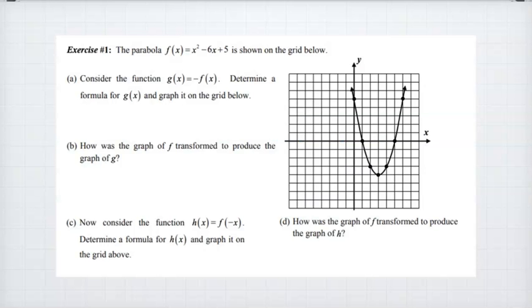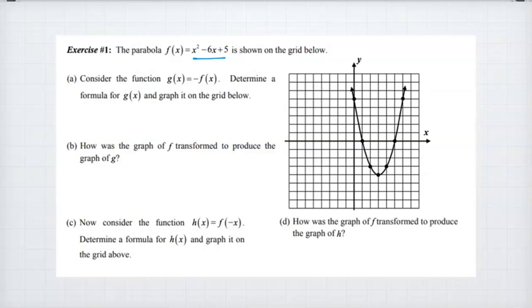All right, let's talk about another kind of translation altogether, and that is a reflection. So we're not moving things left or right or up or down anymore. We are going to reflect them over some axis. Here is a parabola, and this is the function for the parabola, and it's shown in this graph. We are going to consider the function g of x, which equals negative f of x.